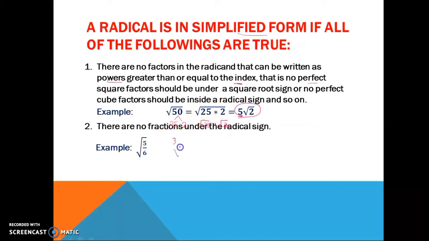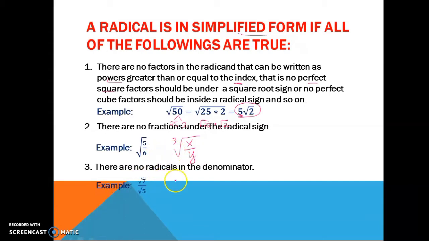Pwede rin cube root of x over y. Yun lang ibig sabihin yan, ha? Number 3, there are no radicals in the denominator. For example, we have square root of 7 over square root of 5, or cube root of x all over 4th root of 7, or pwede rin 5 over square root of 6. Yan, hindi siya nakasimplified version.